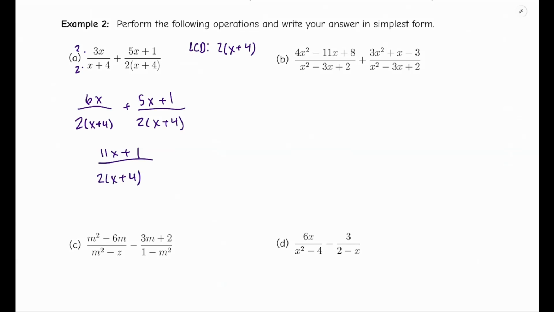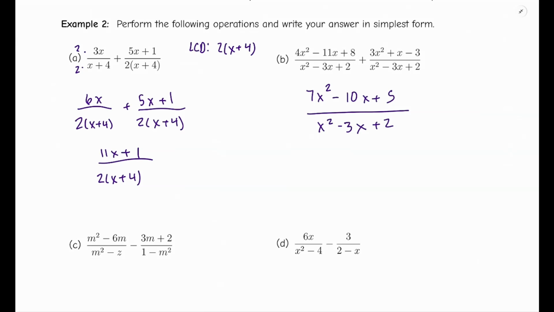At this step, you would factor and reduce if possible, but 11x plus 1 does not factor, so this is our answer. Part B, 4x squared minus 11x plus 8 plus 3x squared plus x minus 3, and they both have a denominator of x squared minus 3x plus 2. So they already have an LCD, so I'm just going to combine them. We get 7x squared minus 10x plus 5 over x squared minus 3x plus 2.